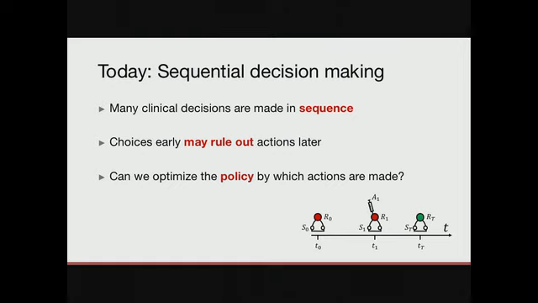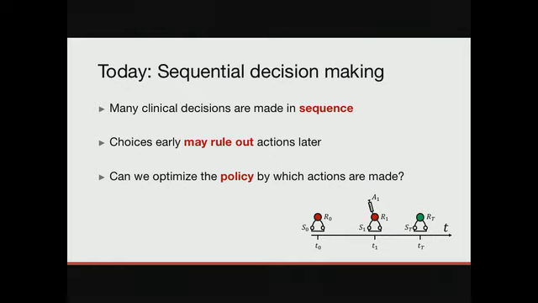So today, we will move towards sequential decision making. In particular, what I alluded to just now is that decisions made in sequence may have the property that choices early on rule out certain choices later. We'll see an example of that very soon. And in particular, we'll be interested in coming up with a policy for making decisions repeatedly that optimizes a given outcome, something that we care about.